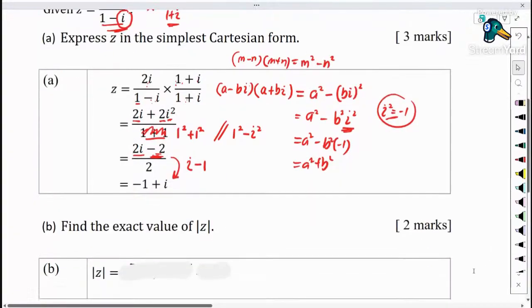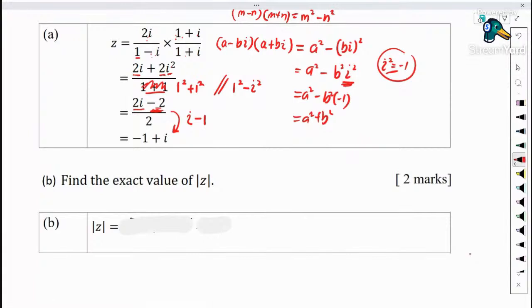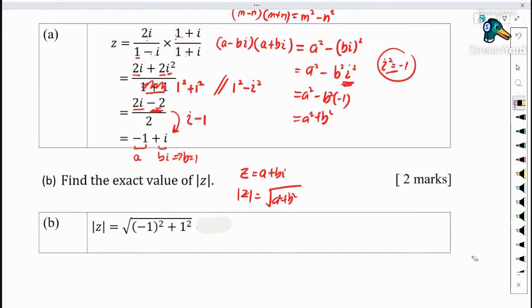Then without further ado, we find the answer for the modulus of z. So again, how I get the answer for the modulus of z is that where z equals a plus bi, I will have the modulus of z equals the square root of a squared plus b squared. Here, if you observe, a is minus 1, b is 1. So now we have the square root of minus 1 squared plus 1 squared, the answer is the square root of 2. So there goes the answer for the modulus according to the calculations here.